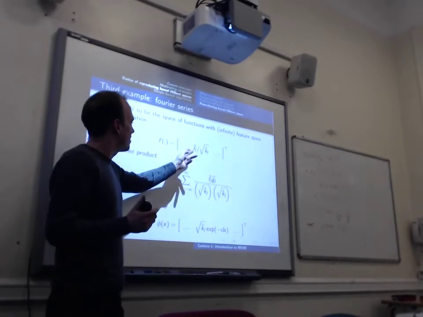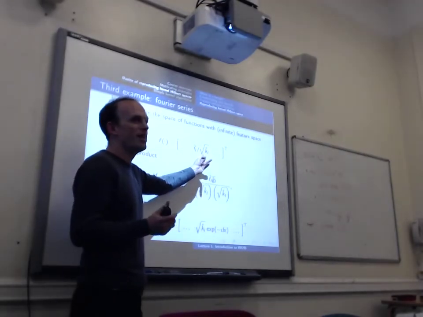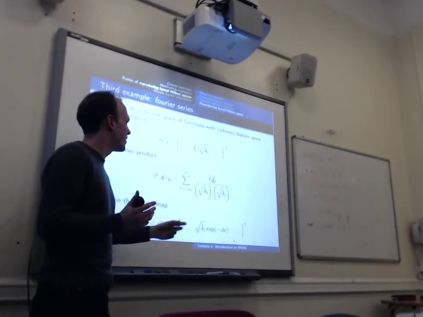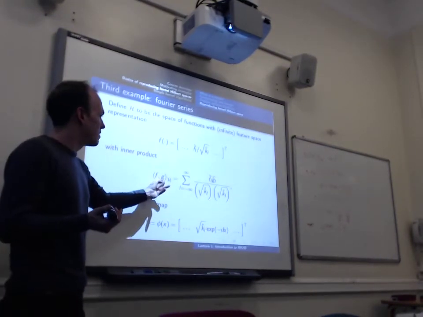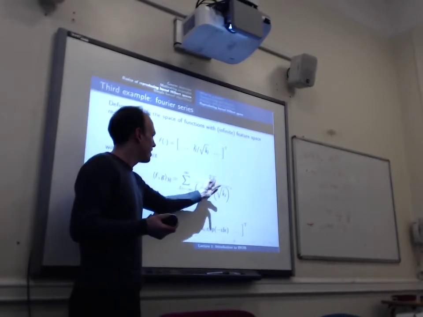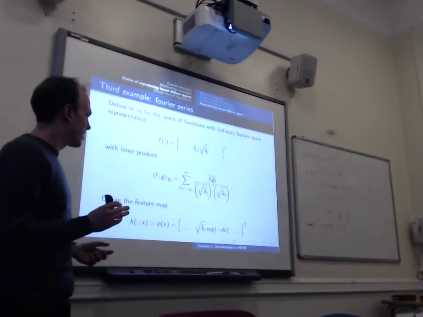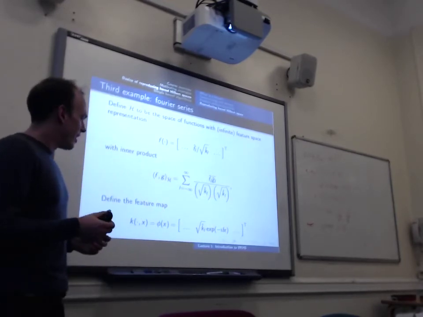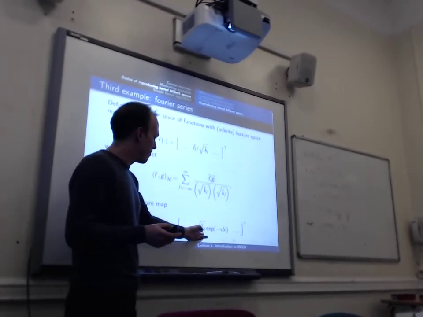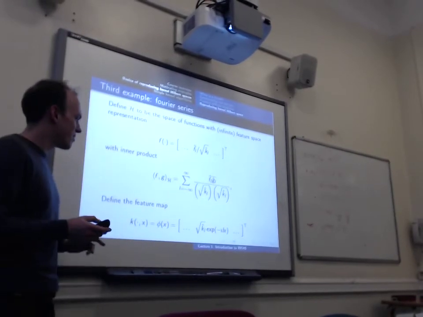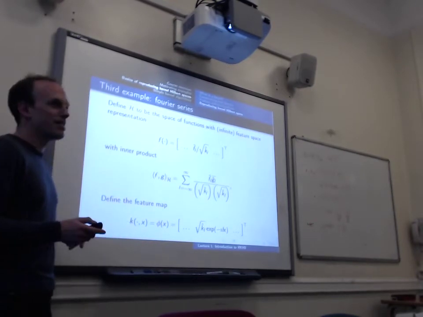My function here, I'm going to define with this dot notation as the Fourier coefficients divided by the square root of the kernel Fourier coefficients. If that's the case, then my inner product between two functions is just the inner product of these coefficients divided by the product of the square root of the kernel coefficients. And I'm going to define my feature map as just the square root of the Fourier coefficients times these complex exponentials.